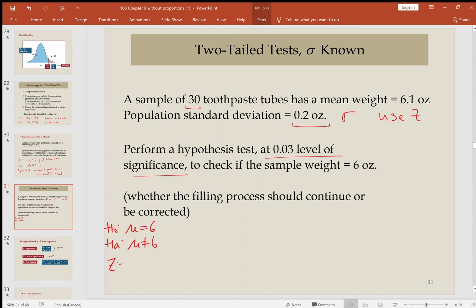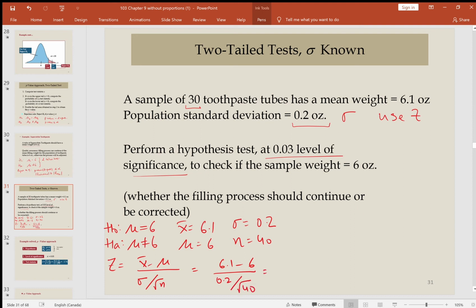Let's calculate the z-score: x bar minus mu over sigma divided by square root of n. X bar is 6.1. Remember, 6.1 ounces based on 30 toothpaste tubes. Mu is 6. Sigma is 0.2 and n is 40 toothpaste. So this is equal to 6.1 minus 6 divided by 0.2 divided by square root of 40, which comes to 2.74.